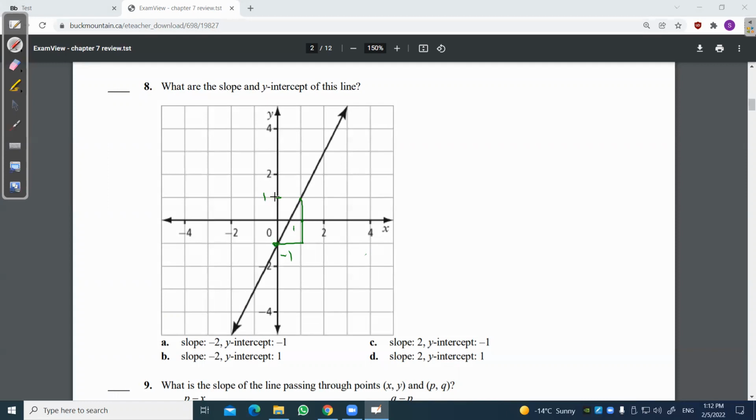No. So from -1 to 1, how many units? 2. 2, right? So rise over run. The rise is 2 units, since we're going up. What about the run? It's 0 to 1. It is 1, right? 1 unit. So the slope is 2, and the y-intercept is -1. So option C. Okay.